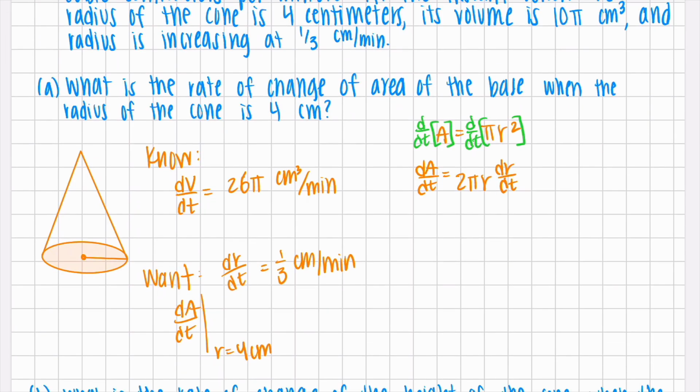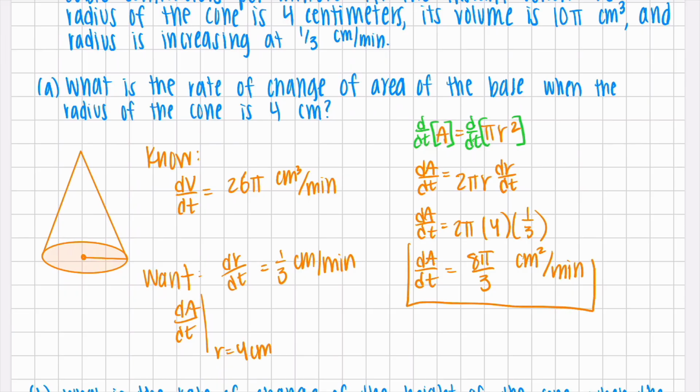And we want to solve for dA/dt, so dA/dt, now I'm going to plug in, is 2 pi. My r is 4, and they said our dr/dt is 1/3. The rest is simplifying. I have 4 times 2 is 8, so we have 8 pi over 3. And our units, area is centimeters squared, time is minutes. And that is part A.